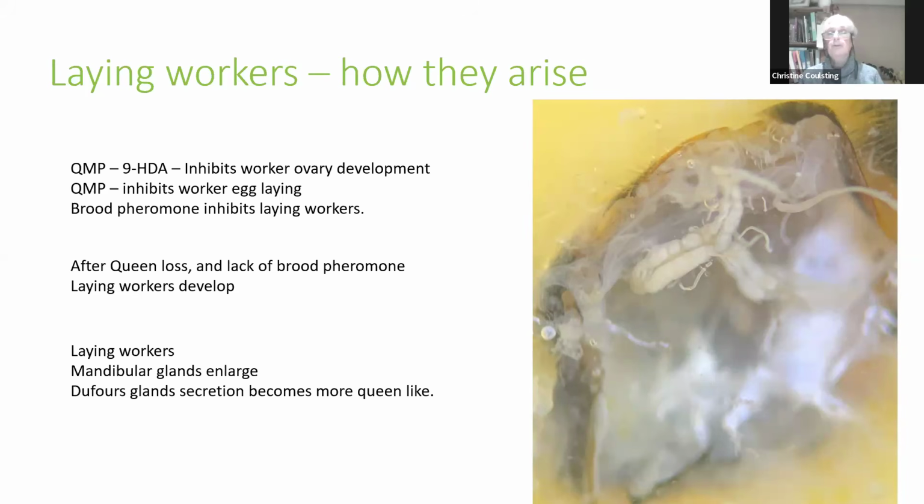And also brood pheromone inhibits laying workers. So if we have a situation where we've lost the queen, and then there's a lack of brood pheromones, after the brood has all emerged, that is when laying workers will develop. And when you do have laying workers, the mandibular glands tend to enlarge, and also the Dufour's gland secretion becomes more queen-like. And that is the problem, so that you can't just put a queen into a laying worker colony to rectify the situation. And it isn't so easy.